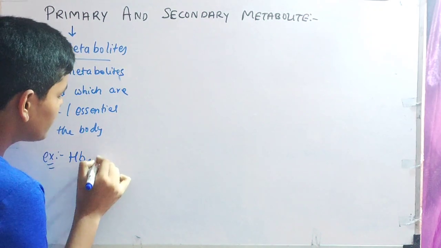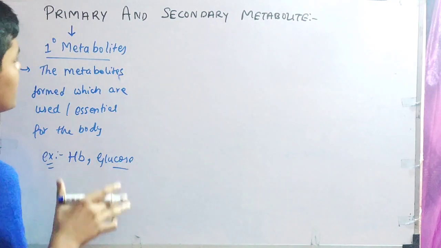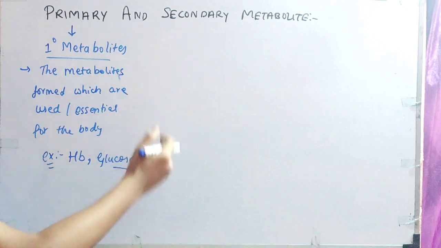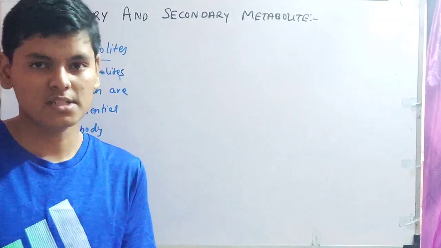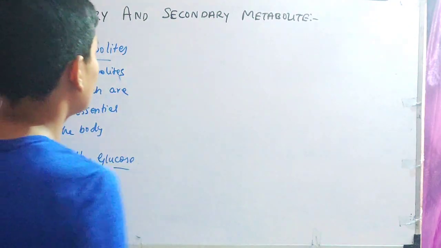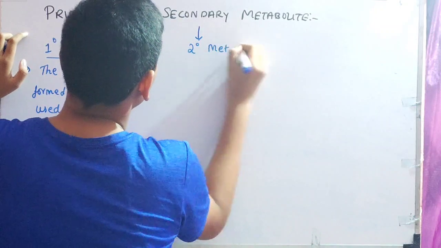For example, we can suppose glucose, etc. So these are the substances which are used, they are essential. So there are some components which when formed, they are used up. So these are known as primary metabolites. Secondary metabolites, on the other hand, are secondary metabolites.